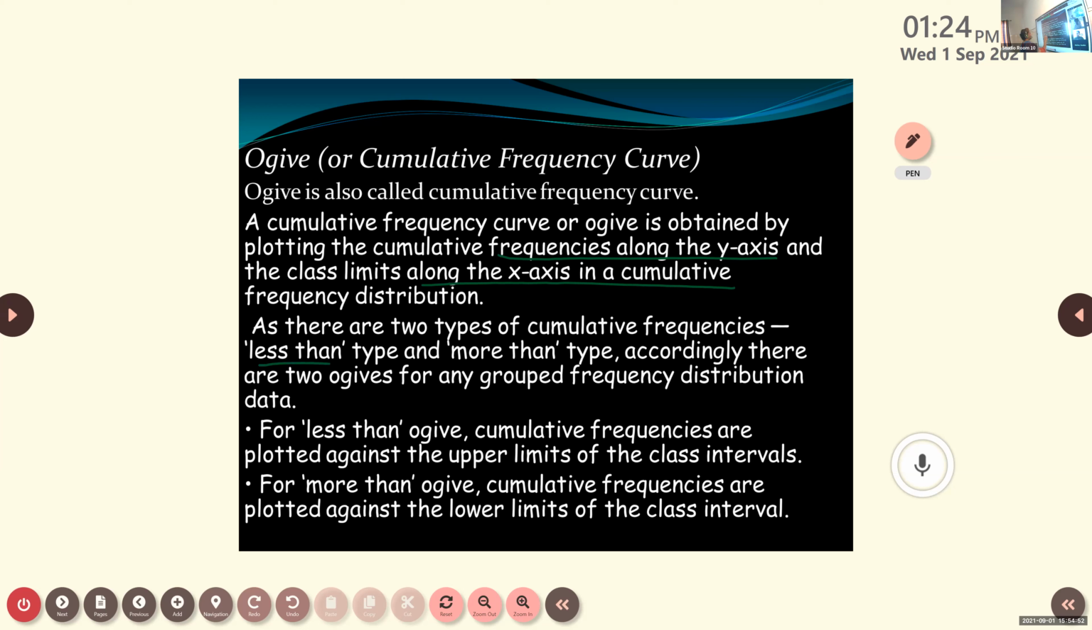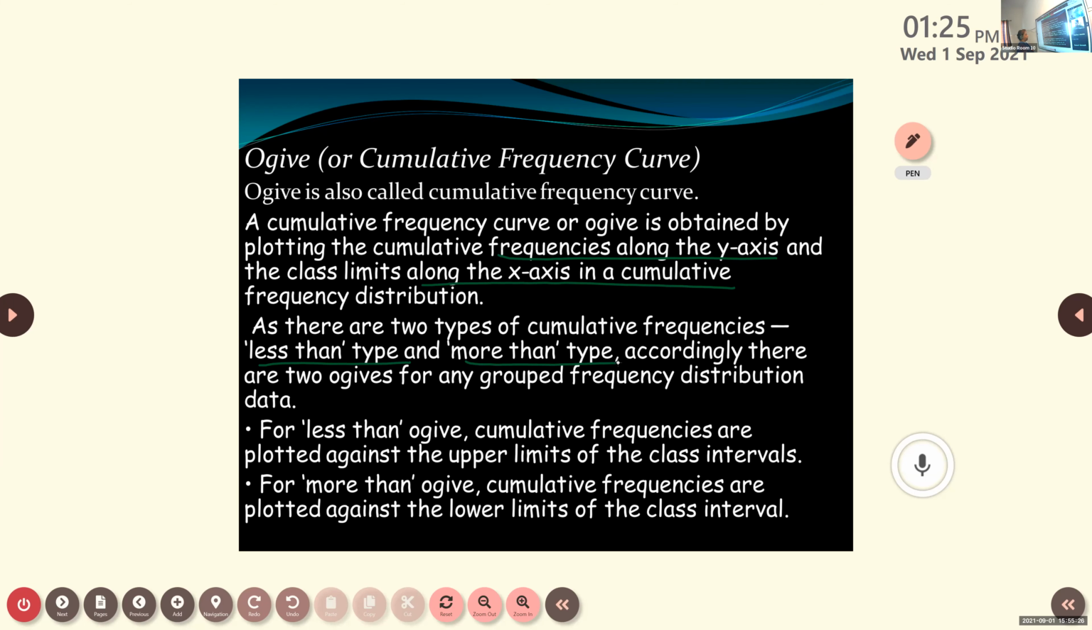Now, there are two types of cumulative frequencies. One is less than type, another one is more than type. I will show you in the example, then you will understand what we mean by less than type and more than type. Because of these two types of cumulative frequency, you will be getting two ogives for one grouped frequency distribution.